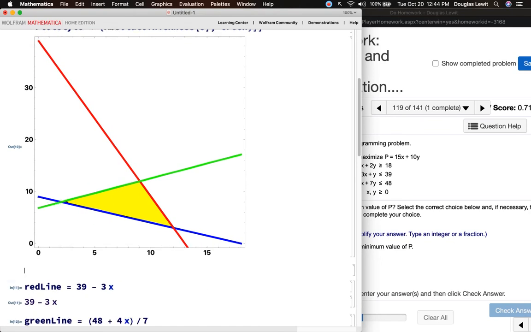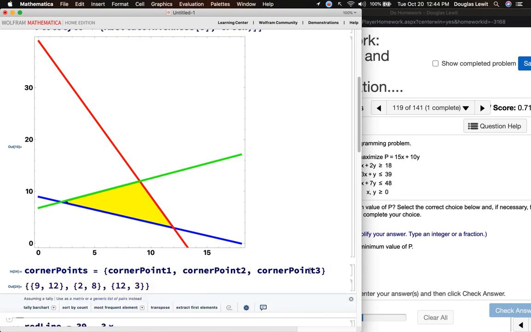So I have corner point 1, corner point 2, and corner point 3. And these are my 3 corner points.